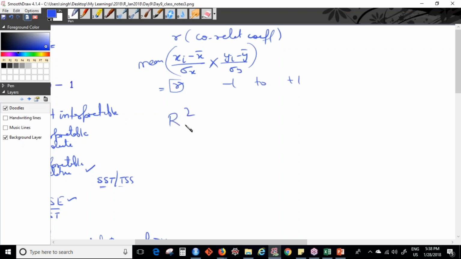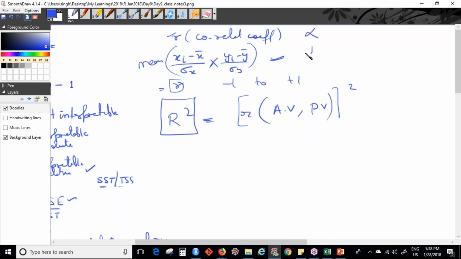And your capital R square, the coefficient of determination, is nothing but the small r between your actual value and your predicted value, whole square. We have seen this formula also. But don't get confused between small r and capital R. Capital R is for linear regression. Small r is from general mathematics, where you are directly proportional or inversely proportional. But capital R is linear regression. It is modeling. It is machine learning.